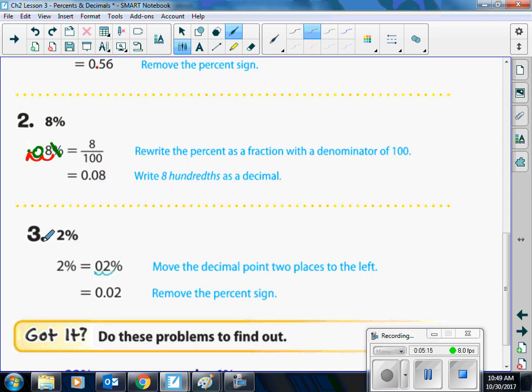Same thing, example 3, we're going to take that decimal, which is at the end of the whole number of the percent, and move it 2 places to the left. Then we take away the percent sign, and we end up with 0.02. Is everybody clear? All right.